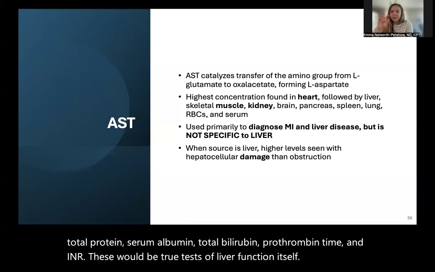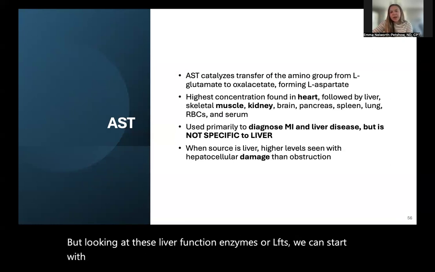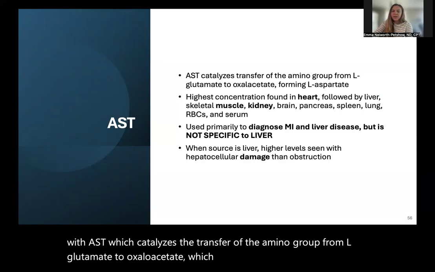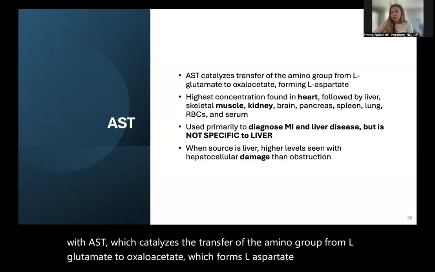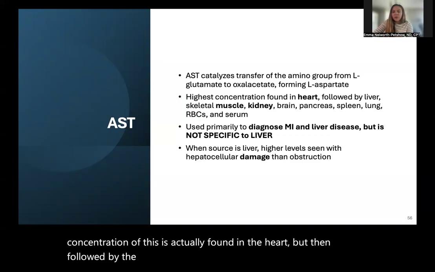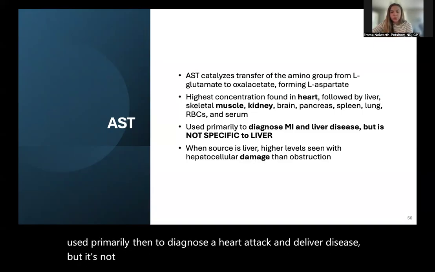But looking at these liver function enzymes, or LFTs, we can start with AST, which catalyzes the transfer of the amino group from L-glutamate to oxaloacetate, which forms L-aspartate. The highest concentration is actually found in the heart, followed by the liver, and it's found in multiple different organs. It's used primarily to diagnose a heart attack and liver disease, but it's not liver specific, which is important to note.